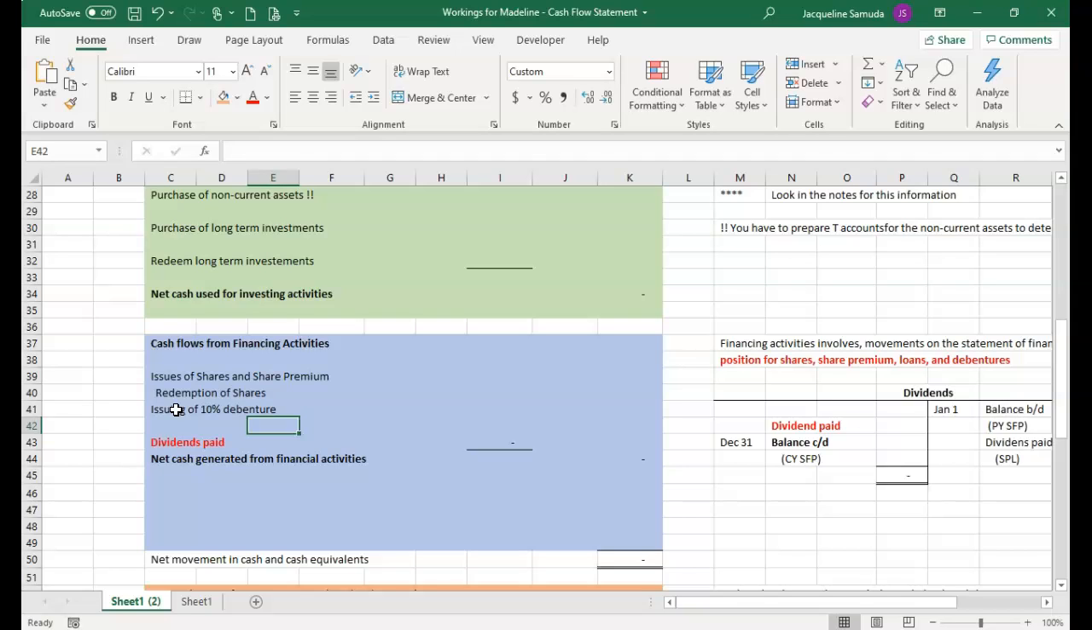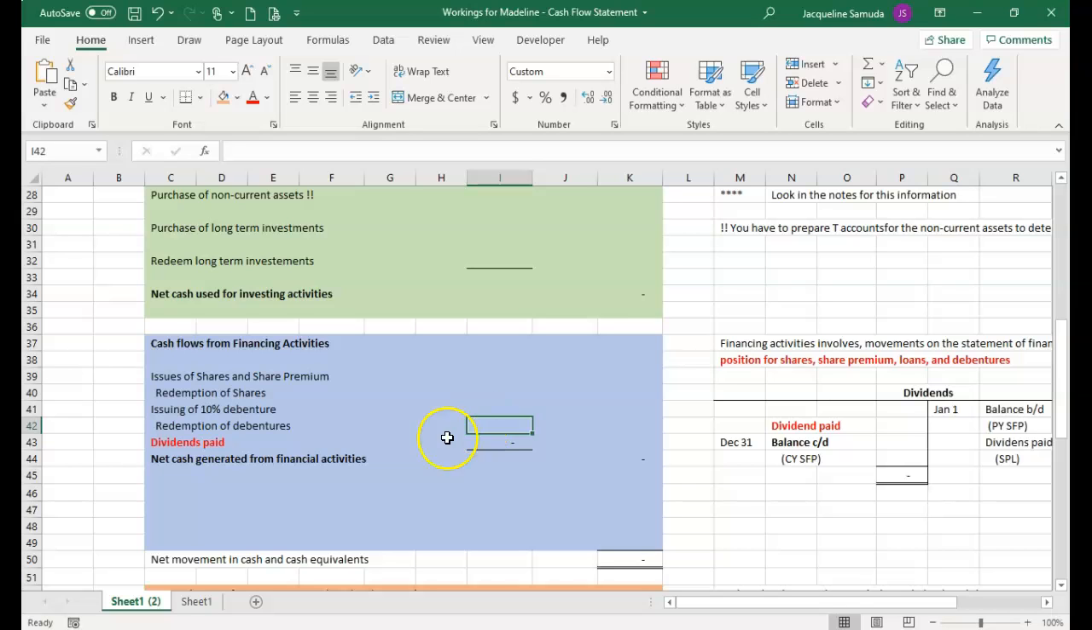Remember, a debenture is a loan. So rather than approaching a bank, companies which are financially strong will approach individuals and ask them for a loan. So the money that they get from these individuals will be the debentures. And so when they issue debentures, they will be bringing cash in. Now, when they redeem debentures, it means that they're paying back these loans, and this will be cash outflows because they're spending money to clear the loan.